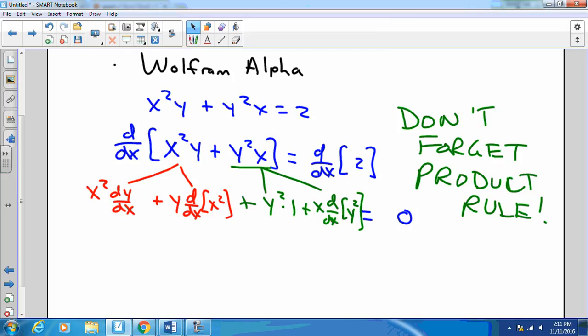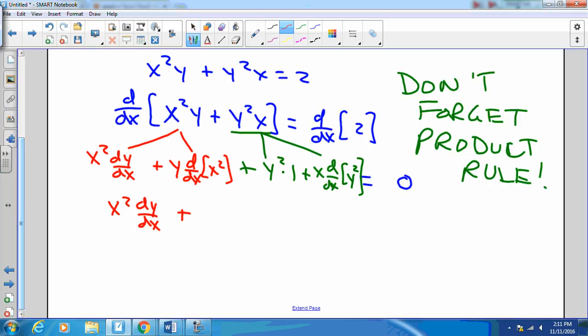Okay. Now, let's clean up. I have x squared dy/dx. I like writing it as y prime very frequently. Plus now y times, what is d/dx of x squared? 2x. So that's just 2xy then. And the only reason I write it as xy and not yx is alphabetical. Plus y squared times 1 plus, now what is d/dx of y squared?